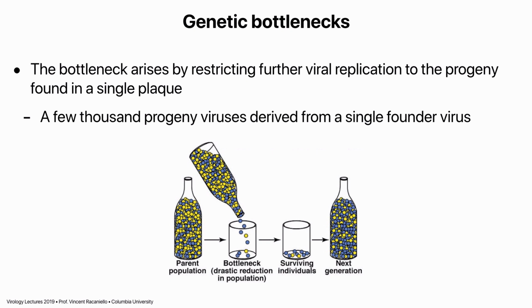A few thousand progeny viruses derived from a single one. So here's a graphic illustration of a bottleneck. You have a parental virus population, but you can only get a few through the bottleneck. You're reducing the population. The bottleneck is the plaque. You get a surviving population which looks very different from the original one. It's restricted to a few thousand founders, and so your next generation is going to be very different. And in fact, if you sequence these populations, you'll see the change in their diversity.